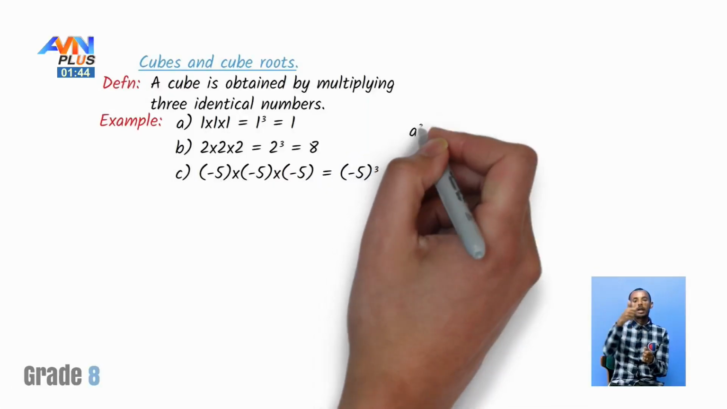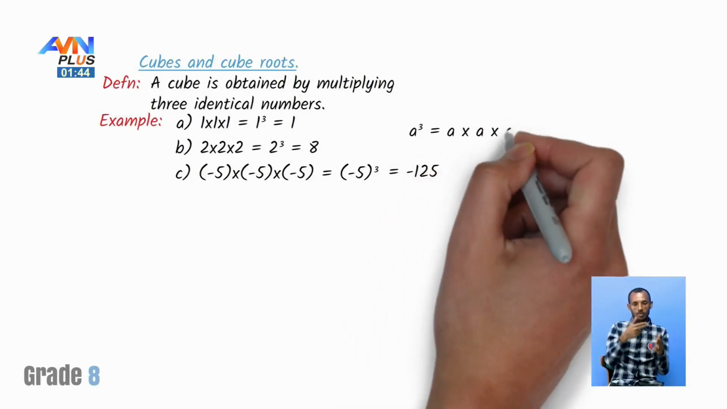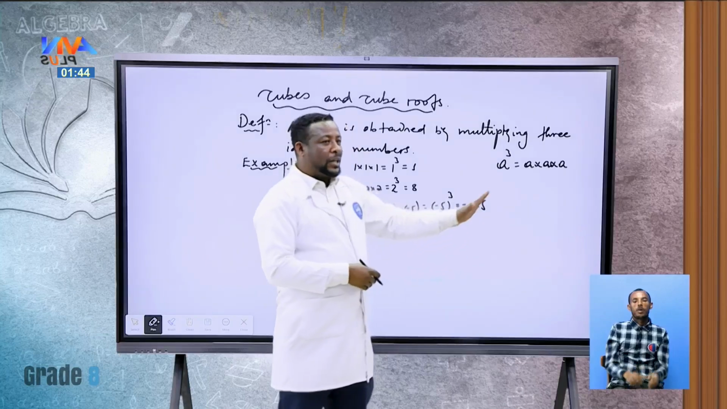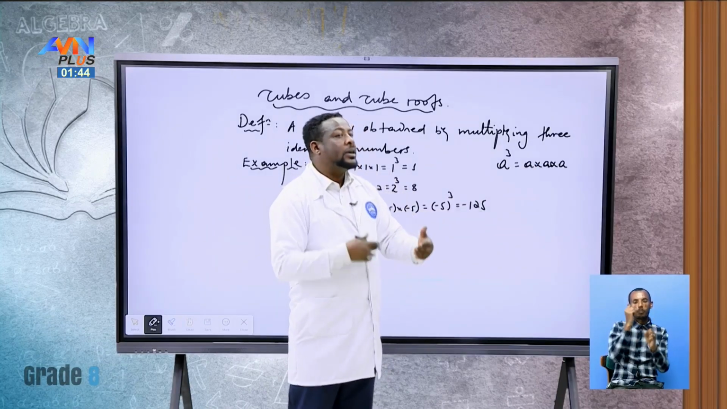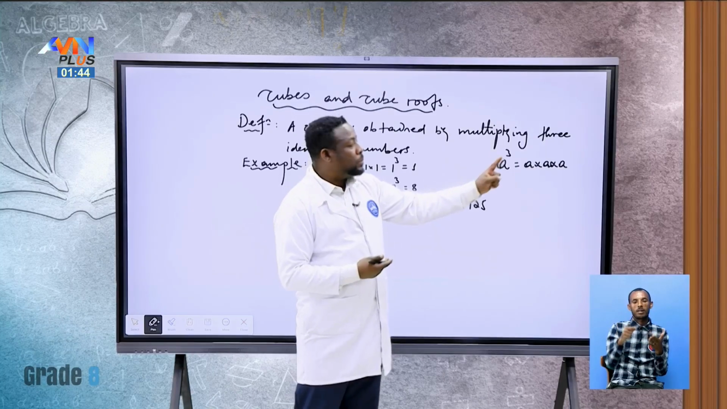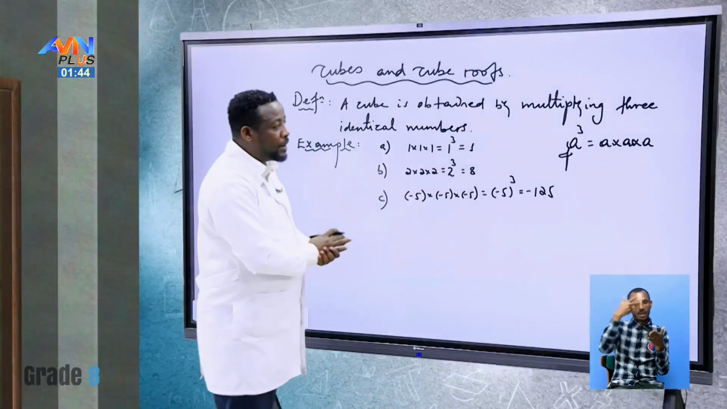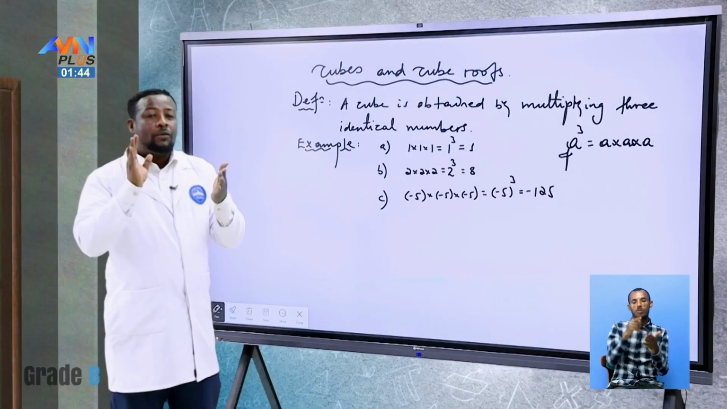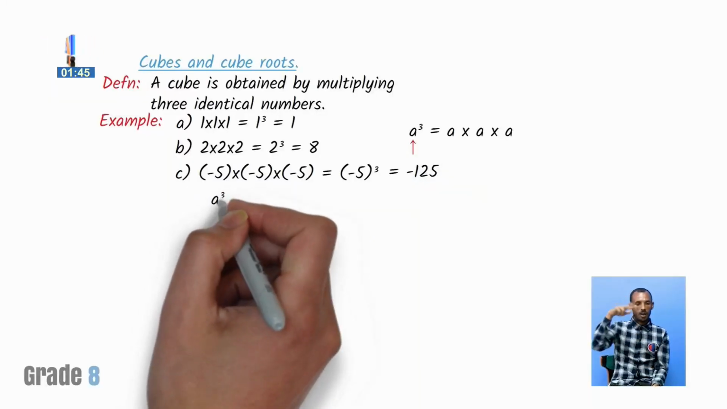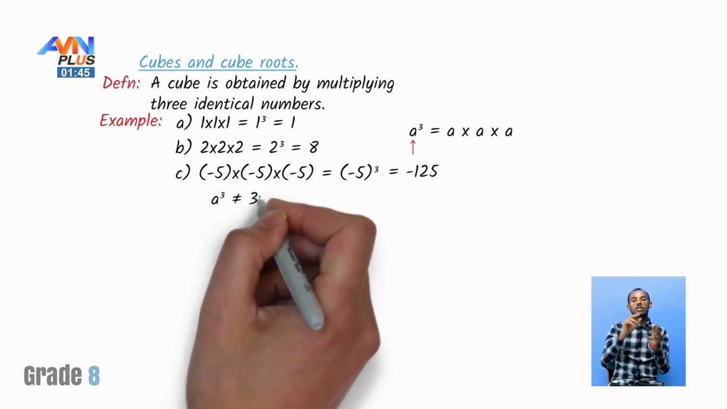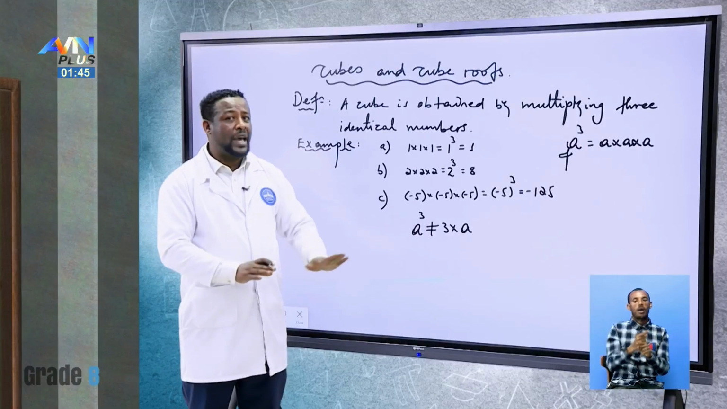A to the power of 3 means a times a times a, right? It's possible to write it in other forms, but to make it easier, you can write the cube in this form. This is the formal way of writing a cube of a number. Here, you need to avoid these kinds of things. A cube is not 3 times a. This is not the correct way of expressing a cube.